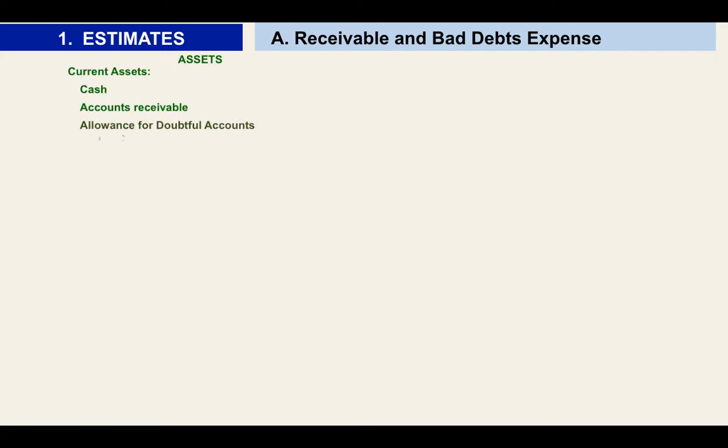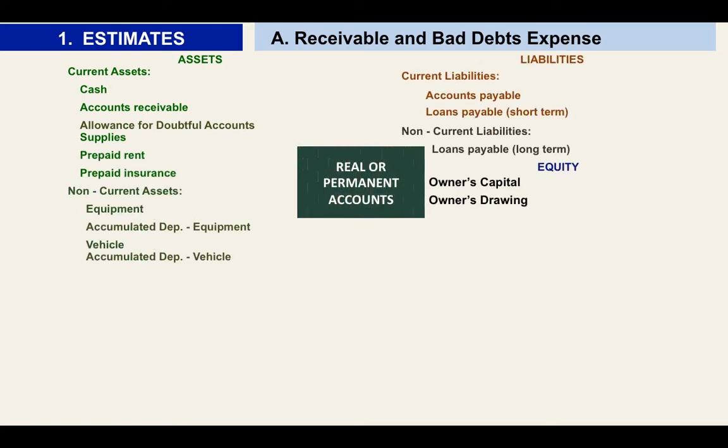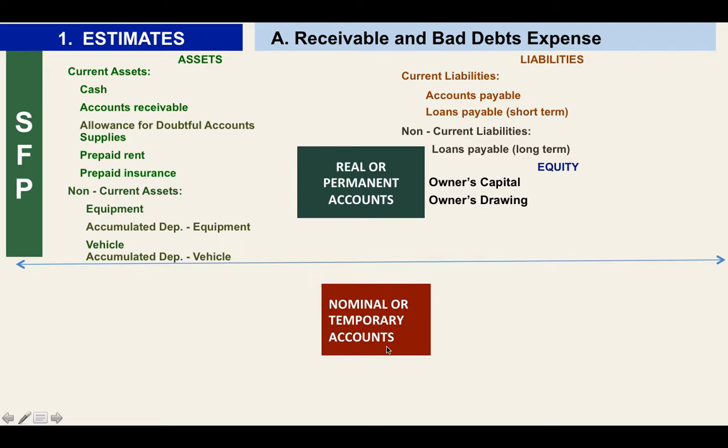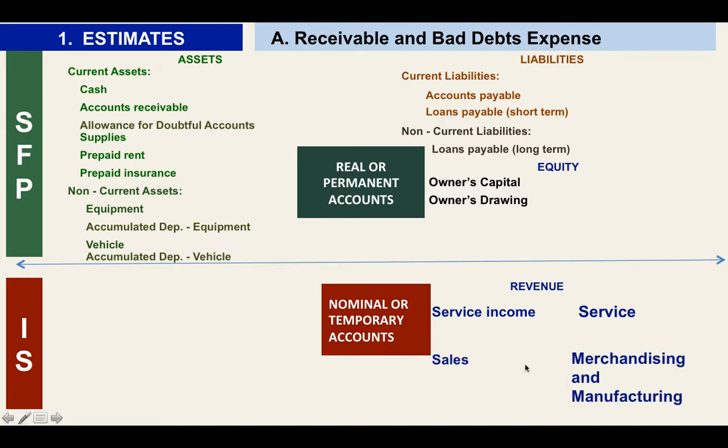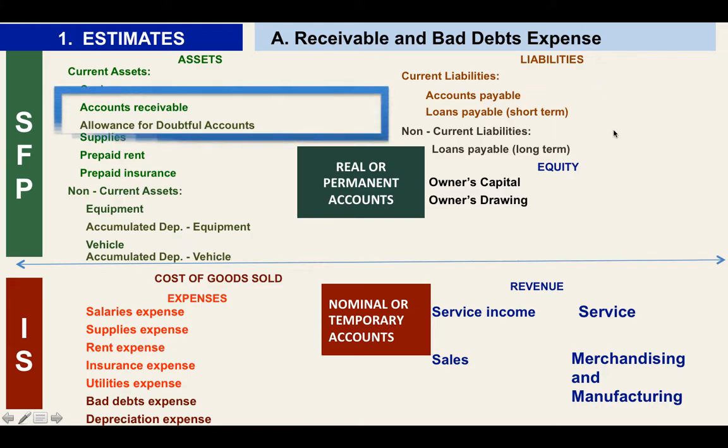So if these are our accounts, alam nyo na to, we have the real or permanent accounts, and that is your statement of financial position accounts, okay? And you will have your nominal or temporary accounts, and these are your income statement accounts, which are your revenue and expenses. Okay, so class, the first one is on receivable and bad debts. We will make an adjustment. Okay, so receivable and bad debts.